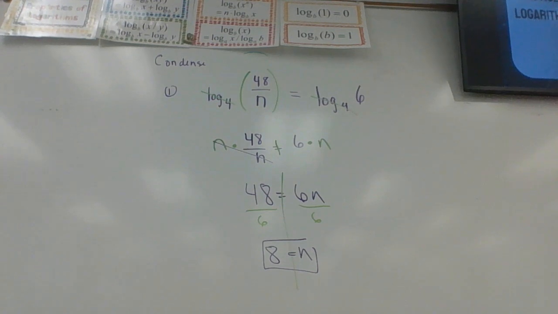Another thing we practice with exponents is if you had to do x to the 4th times x to the 6th, you would add those to get x to the 10th. So multiplication and addition are connected. And it's the same with logarithms. With addition, you condense by making a product. It's a product property.